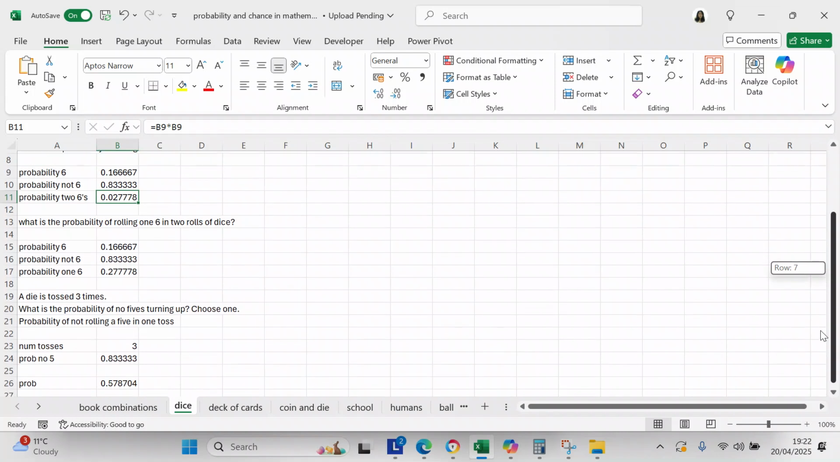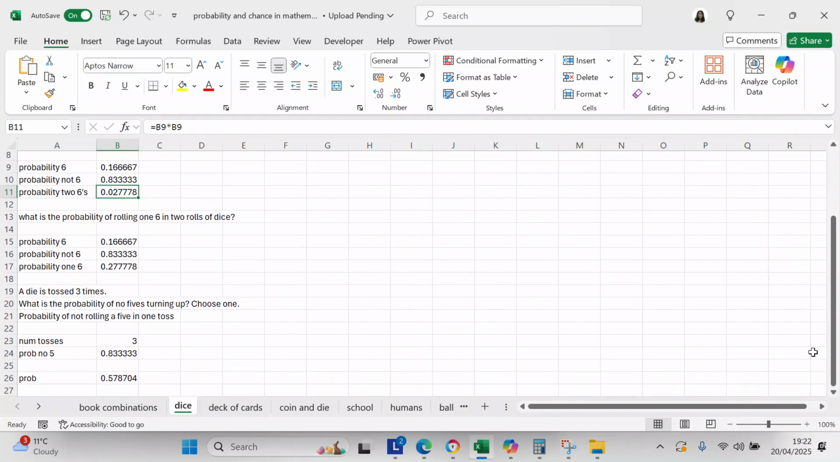Now we have the question, what is the probability of rolling one 6 in two rolls of dice? Again, the probability of getting a 6 is 1 divided by 6. The probability of not 6 is 5 divided by 6. And the probability of getting one 6 is, no sorry, B15 times B16 plus B15 times B16, which gives you 0.27778.